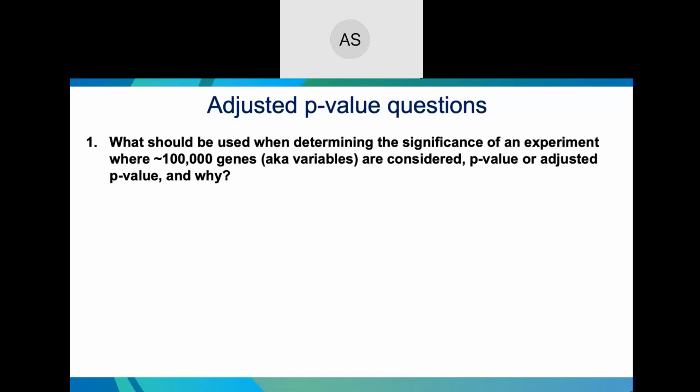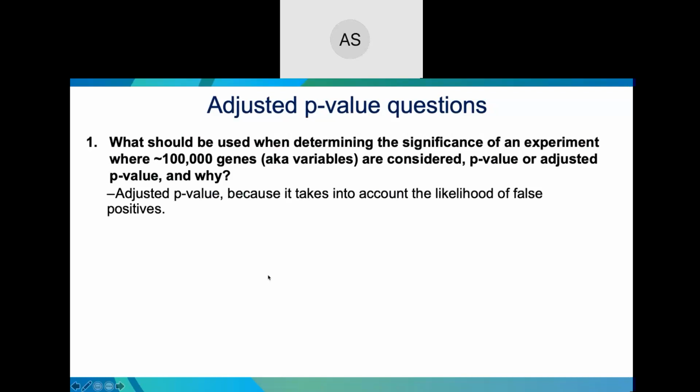Yeah, exactly. We want to use adjusted p-value because we have so many variables, we have so many genes. Exactly. Very well done. And the reason to do this would be because adjusted p-value takes into account the likelihood of false positives in a large multidimensional data set.